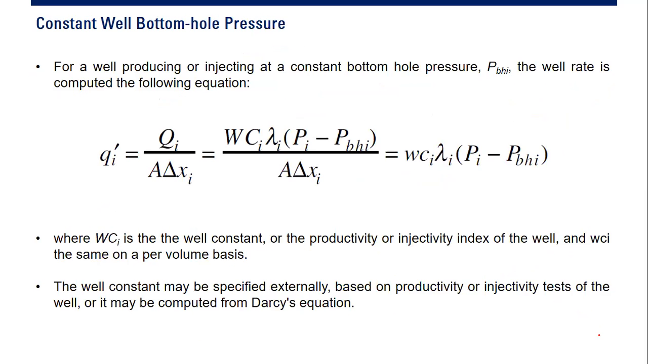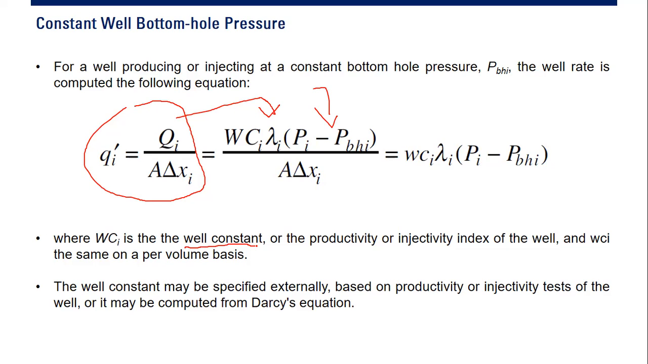Now constant well bottom hole pressure. For a well producing or injecting at a constant bottom hole pressure, the well rate is computed using the following equation. Now we express Qi to be this one: WC multiplied by lambda multiplied by the pressure difference, Pi minus P bottom hole, reservoir pressure minus bottom hole pressure. And WC is the well constant. Ya, WC itu adalah well constant.